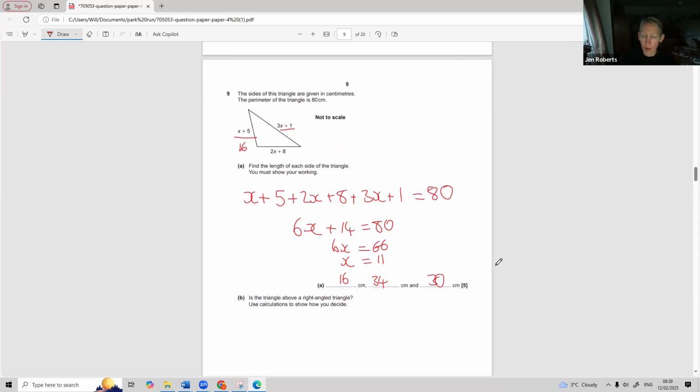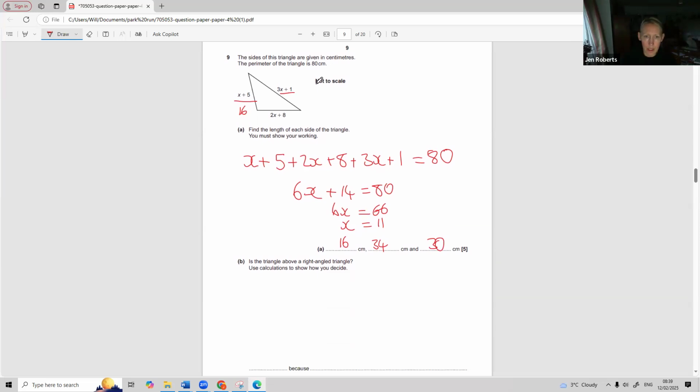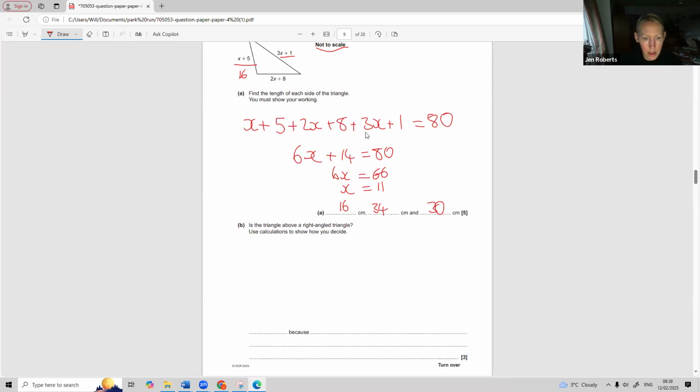Is the triangle above a right angle triangle? It's not drawn to scale. It doesn't look like it from the picture, but it's not drawn to scale. So we need to justify it with some maths. So 3 lengths, right angle triangles. Hopefully you're thinking Pythagoras. What's Pythagoras' theorem? A squared plus b squared equals c squared.